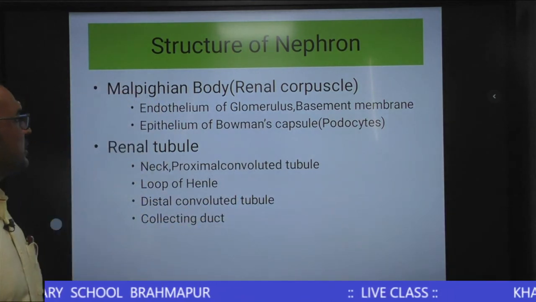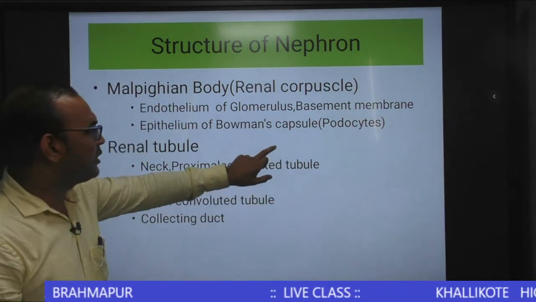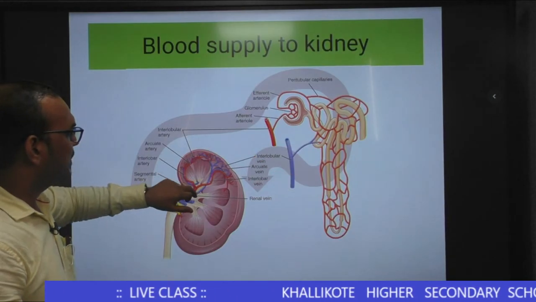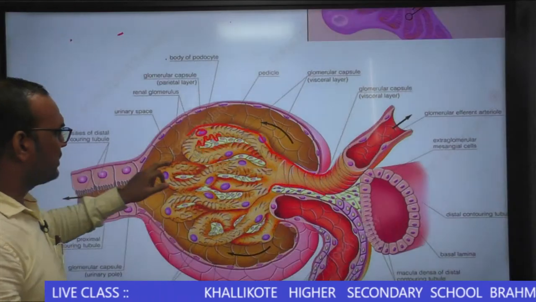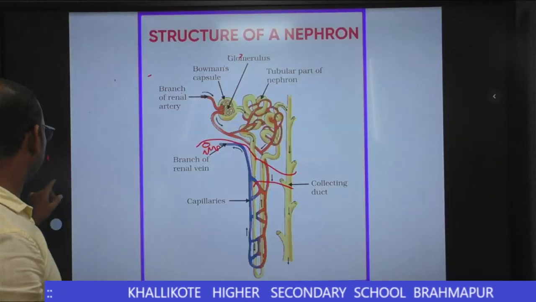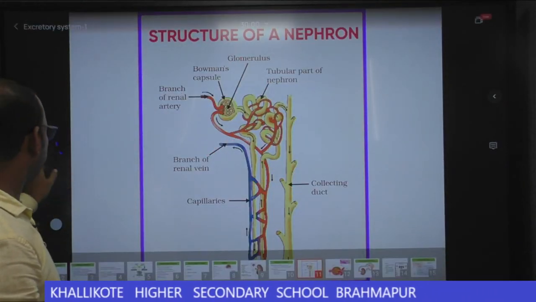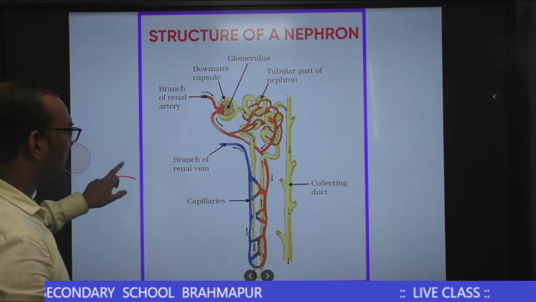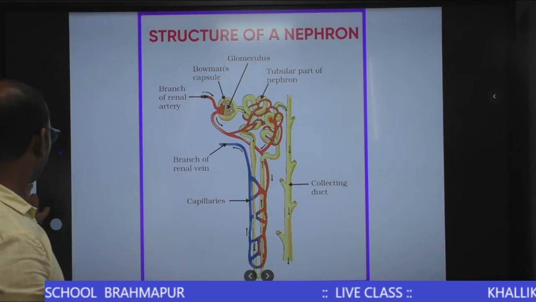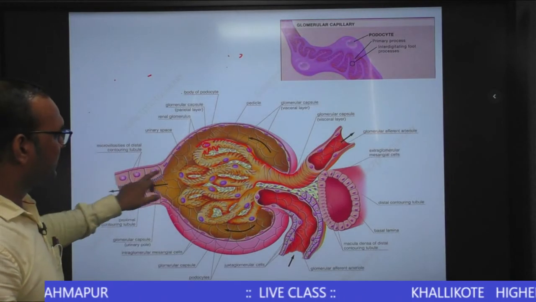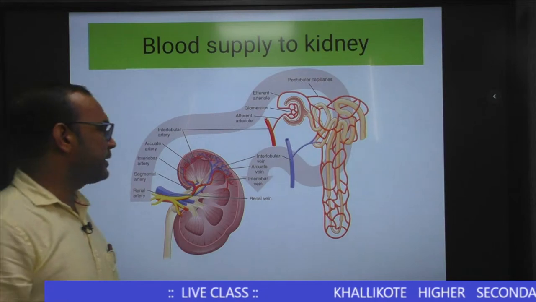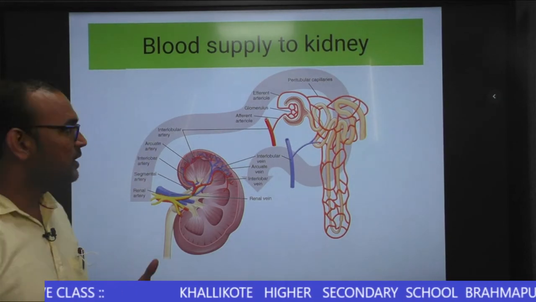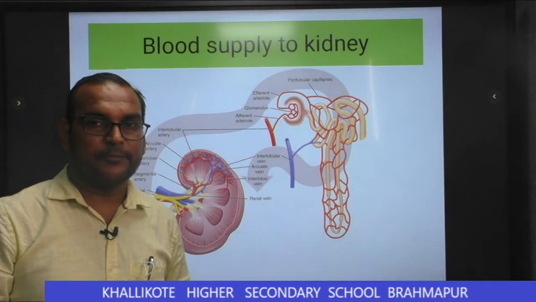Then coming to the renal tubule. Renal tubule, we are here. Here we can see the renal tubule. Here I can also show you the blood supply of the kidney along with the nephron, the tubule.